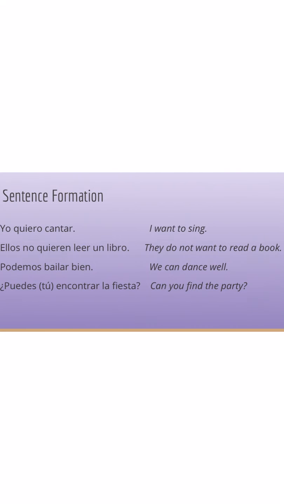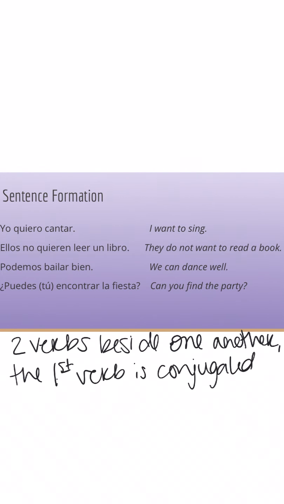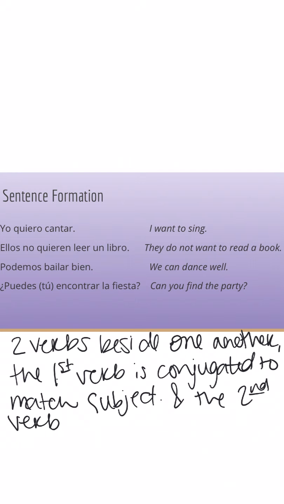However, when we are looking at including a second verb in a sentence, okay? So if you have two verbs beside one another, right? The first verb is conjugated to match the subject, as always, and the second verb is in the infinitive. So, we see a few examples here. We have yo quiero. Quiero is conjugated for my yo, my subject here. And then I see my second verb, cantar. And I didn't conjugate it.